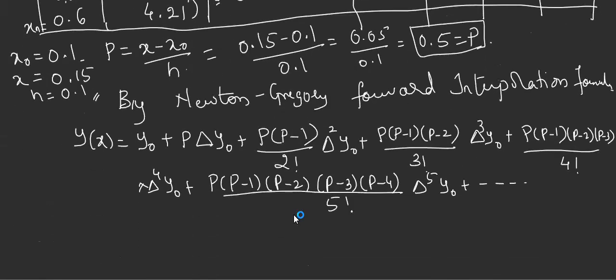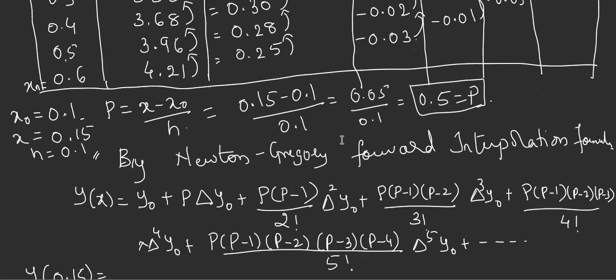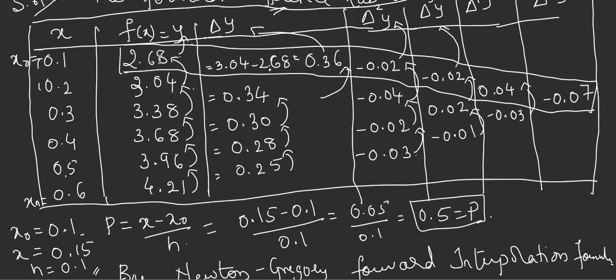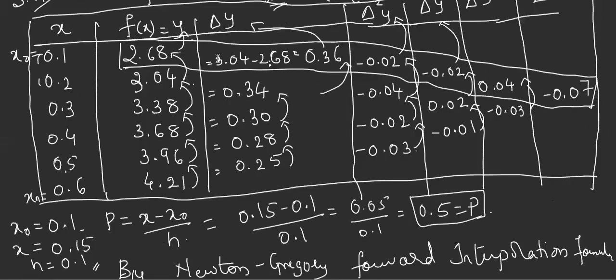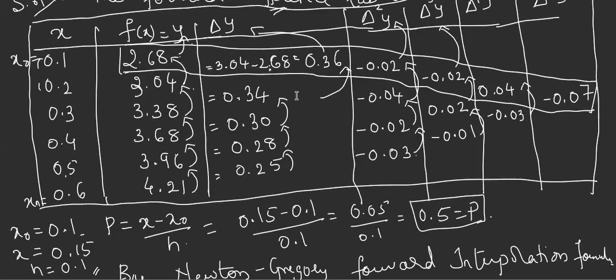Now tell me, y of which value of x is it? 0.15 we want to find. What is y naught? Y naught is the first entry in y. What is the first entry in the y column? 2.68, right? What is p? P is 0.5. Tell me what is delta y naught? Delta y naught is the first entry in delta y. What is the first entry here?